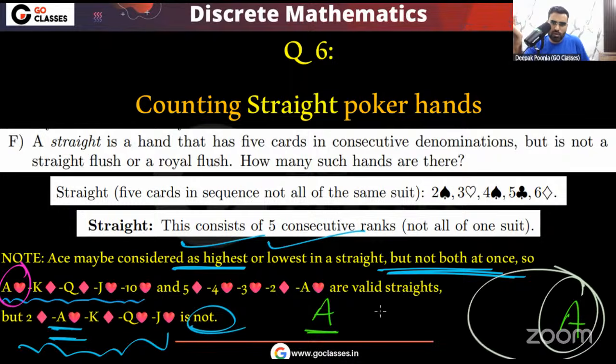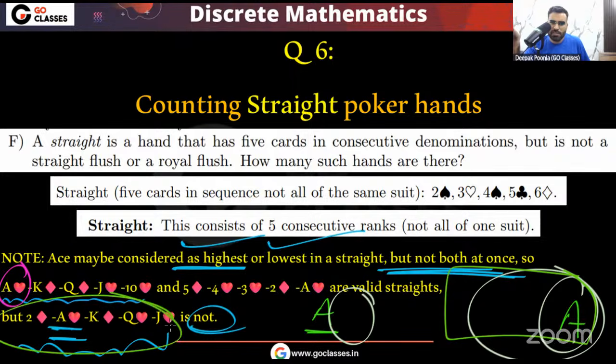Means don't do this, that, okay, some you are taking from here, some you are taking from here. So don't do that. In simple words, you consider this ace as the lowest also, highest also, but don't turn the corner. Okay, so if you take 5 from here, then ace will be the minimum value. If you take 5 from here, then ace will be the highest value. You can consider ace as the highest value or lowest value, but you cannot consider ace as both highest and lowest at the same time.